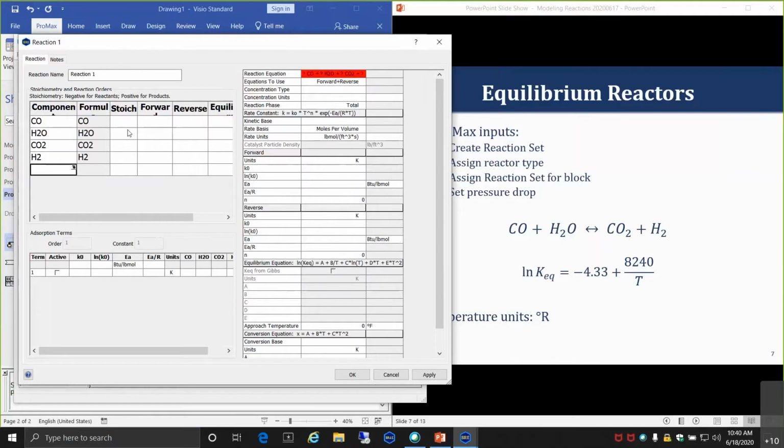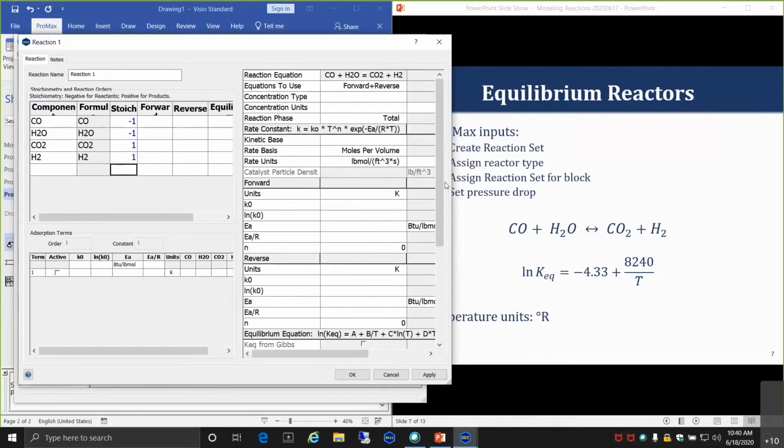Okay, so I need to provide the stoichiometry. In the stoichiometry, reactants are given negative coefficients and products are given positive coefficients. You'll notice once I have that properly defined that I get a reaction equation up here. If it's not balanced, it will be in a red background. Once it's balanced, it shows up in a gray background. This is saying that carbon monoxide plus water gives CO2 and hydrogen.